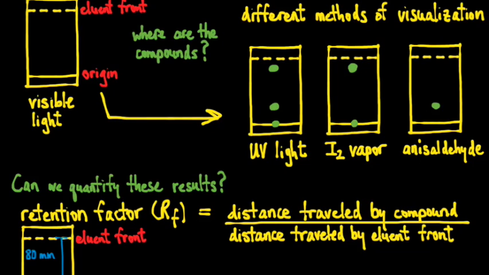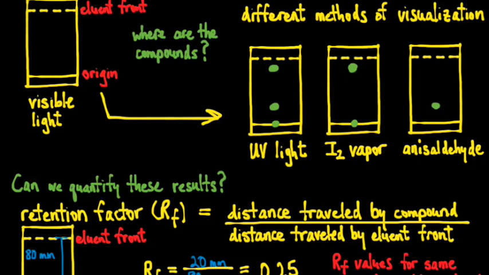The denominator will be the distance from the origin to the eluent front, while the numerator will be the distance from the origin to the center of the compound spot. In this case, we have an Rf equal to 20 millimeters divided by 80 millimeters, which gives us a value of 0.25. It is important to note that Rf values should be reproducible. The same compound eluted under identical conditions should give the same Rf.